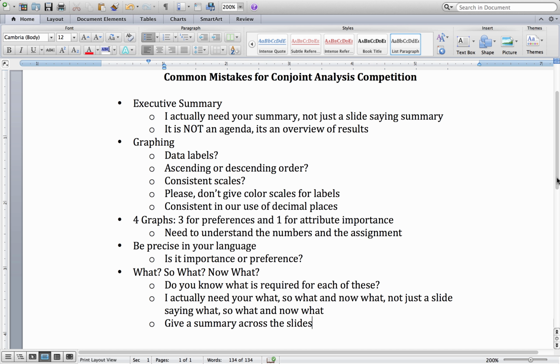I just got done grading the conjoint analysis competitions, and I wanted to give some feedback looking across all three classes of the projects that I've looked at. One of the things that we see is, in general, some of the presentations look beautiful, and we're seeing definite improvements in that area. Overall, I thought we did a pretty nice job on this.